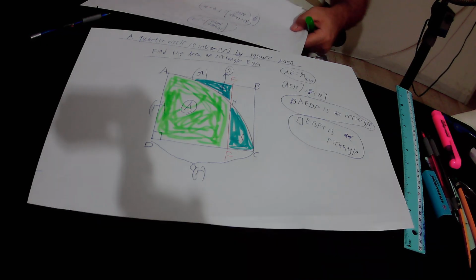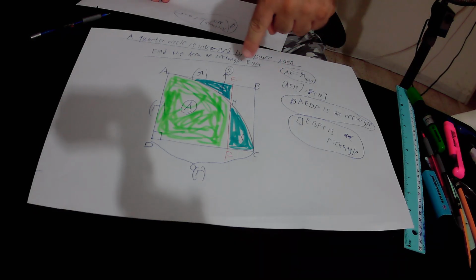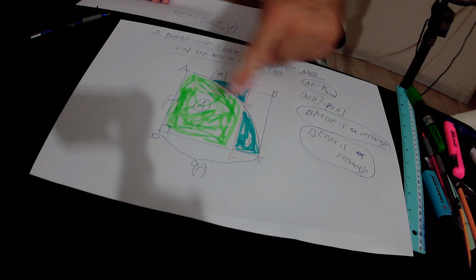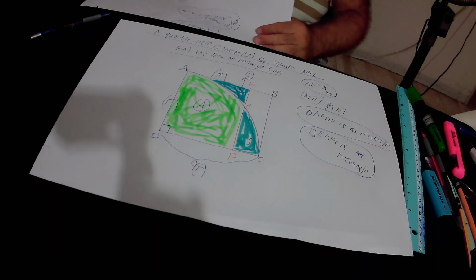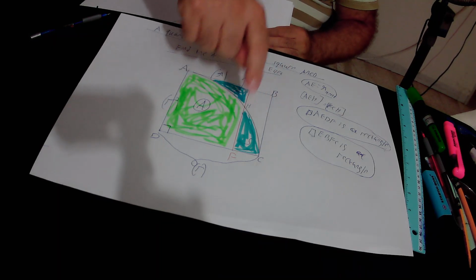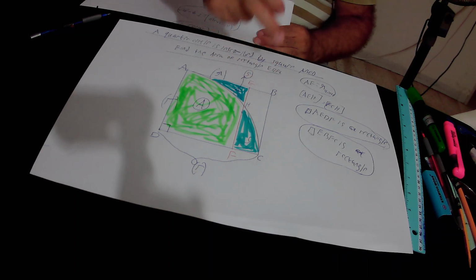In this lecture, our mission is to find out the area of this small rectangle EBCF. It is given in the question that we have this quarter circle that is inscribed by this square ABCD. We know that AEFD is a rectangle and EBFC is also a rectangle, and our mission is to find out the area of this small rectangle EBFC. What is the area of this small rectangle EBFC?